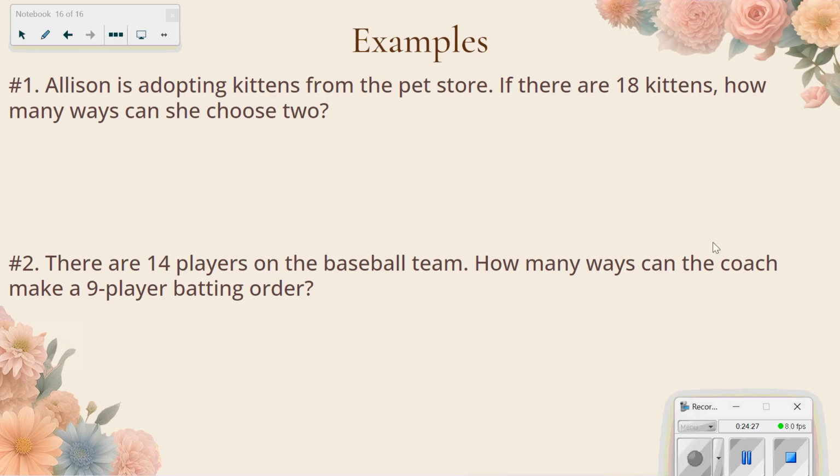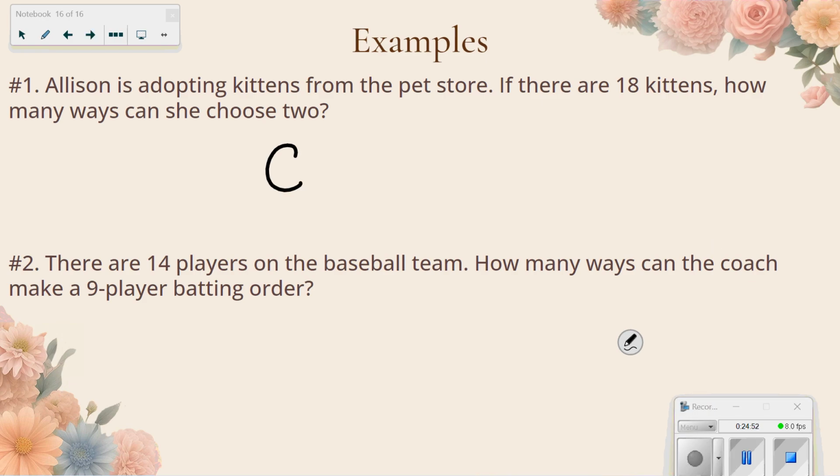All right, everybody. Let's look at question 1. Allison's adopting kittens from the pet store. There's 18. How many ways can she choose 2? So our first decision: combination or permutation? What do we think? How do we know it's a combination here? It does not matter what order I pick the cats in, they're both coming home with me, right? So I know it's a combination.